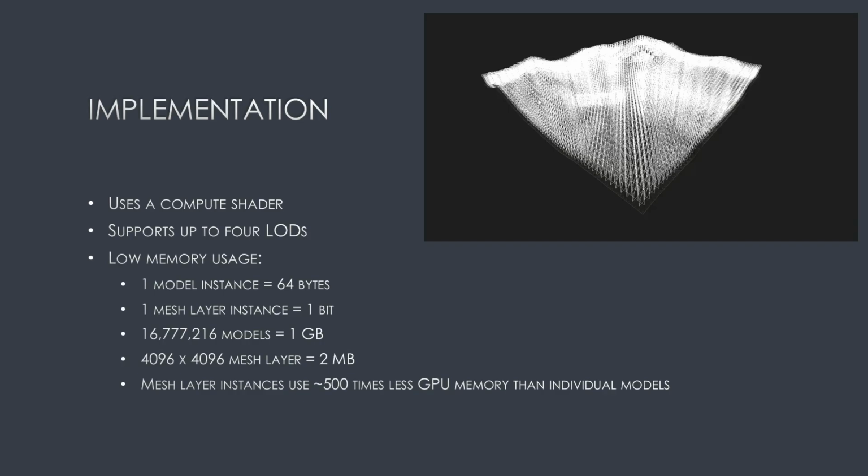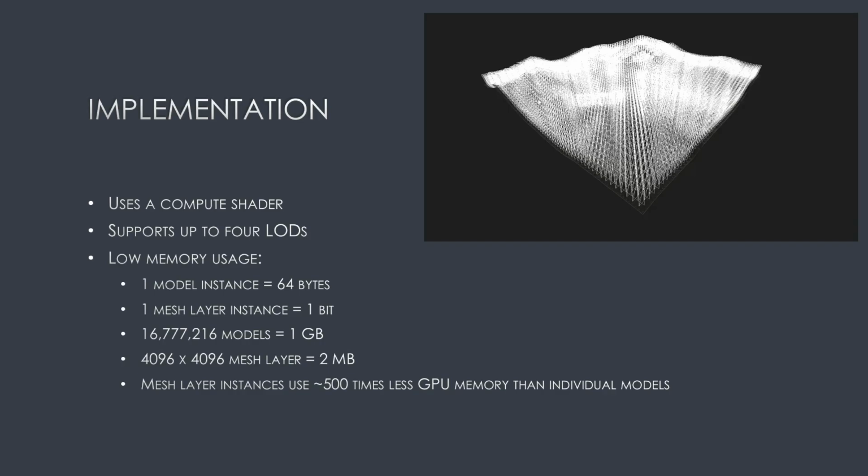It basically comes down to memory usage. We're talking millions and millions of instances. One instance in the mesh layer system only takes 1 bit, not a byte, a bit. That bit just says, does an instance exist here or not? An instance of a model, on the other hand, is going to require 64 bytes on the GPU for the orientation, color, and some other data. It also requires more memory in system memory, but I'm not counting that.